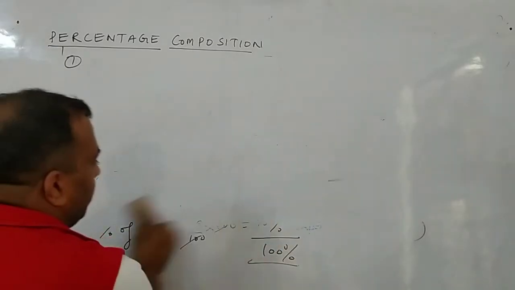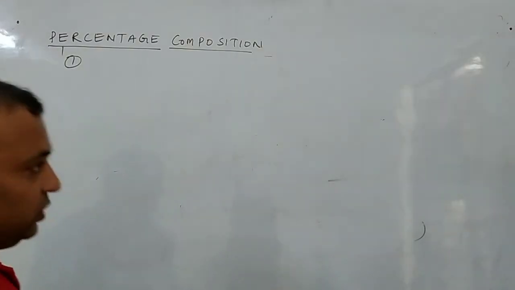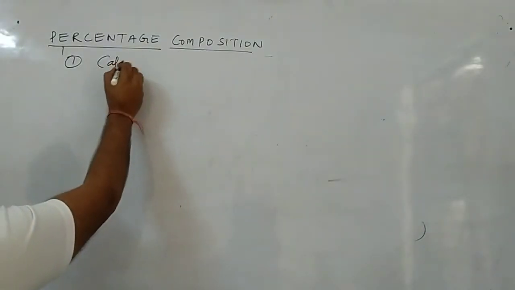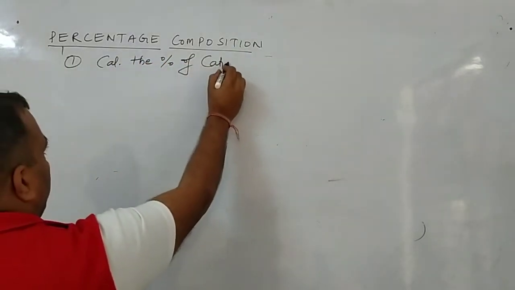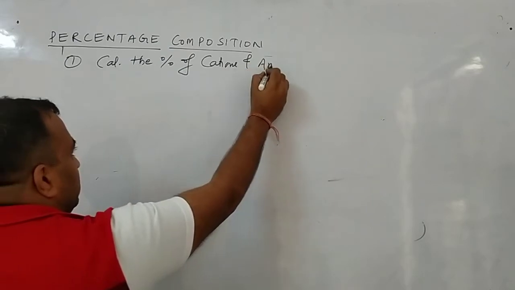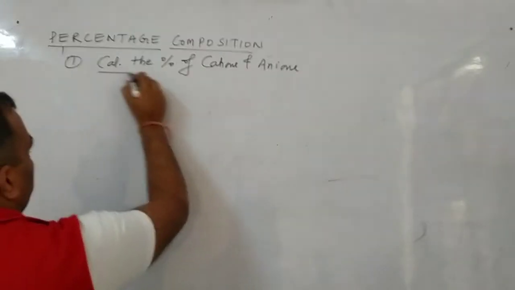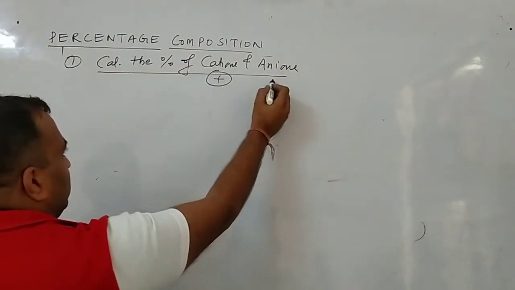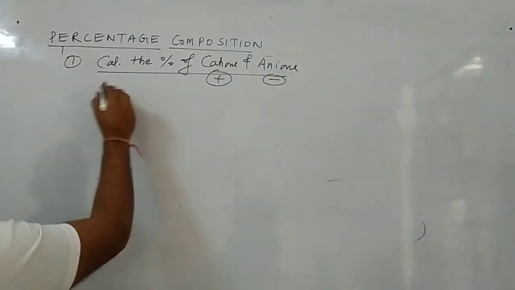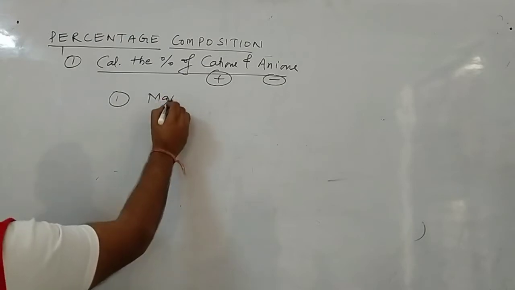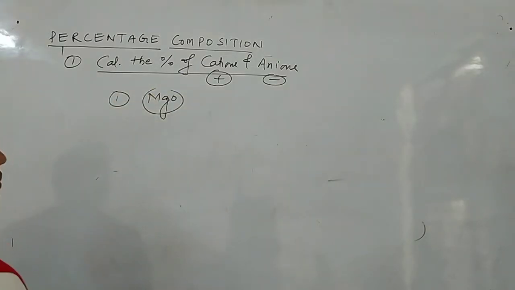Calculate the percentage of cations and anions. You know, cations are the positive ions, anions are the negative ions. So I will calculate first for MgO. इसमें calculate करते हैं.